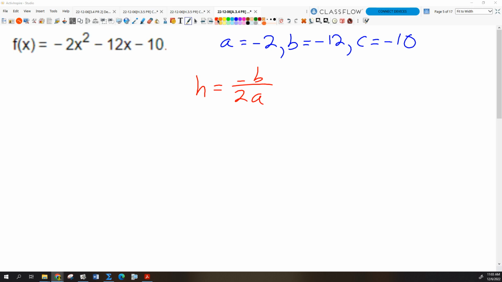Good. Okay, so if I plug in the values here then, negative B is what? B is negative 12. So what's negative B? 12. Okay. And Abby, what do I get on the bottom? What's 2A?